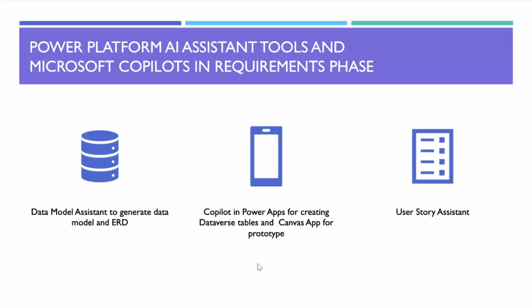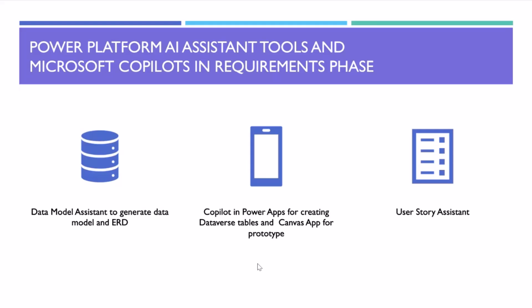And this goes hand in hand with the user story assistant. If you're new to any requirement workshops, you can just ask what are typical requirements, for example, a membership CRM. That's where the user story assistant comes into play.